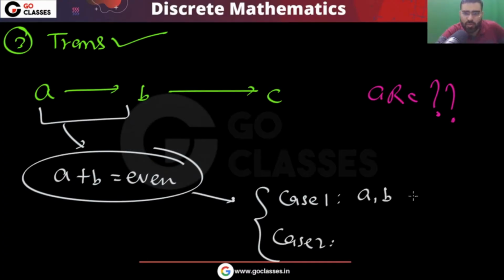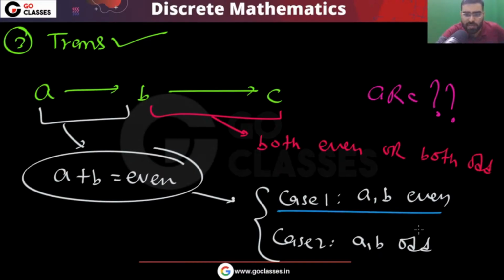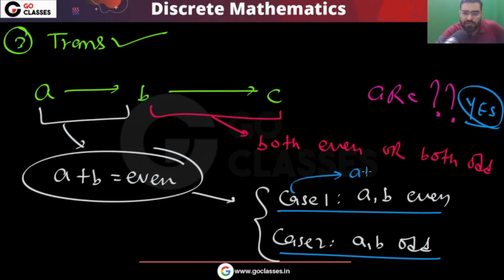Case 1 is when a, b both are even, and case 2 is when both are odd. So either both will be even or both will be odd. Similarly for b and c, either both will be even or both will be odd. So you can take two cases, and you can see in this case also a will be related to c, and in this case also a will be related to c. So whatever you do, a will be related to c.